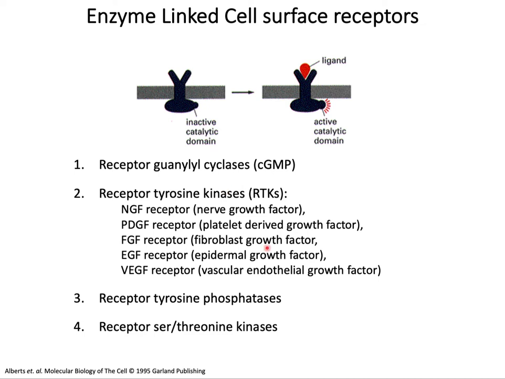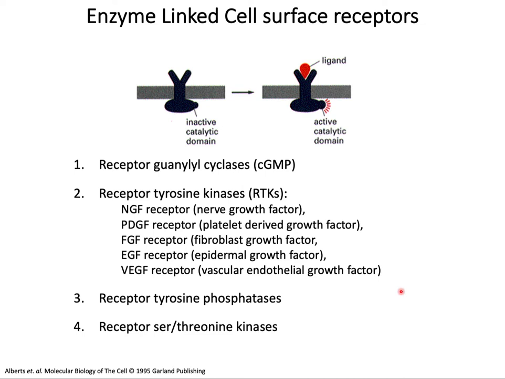There are the receptor tyrosine phosphatases, and as the name suggests, they are cell surface receptors that can dephosphorylate the phosphorylated tyrosines. And then there are receptor serine threonine kinases, and these are receptors that can phosphorylate serine and threonine residues in other proteins. So for our discussion, we are only going to focus on the receptor tyrosine kinases.